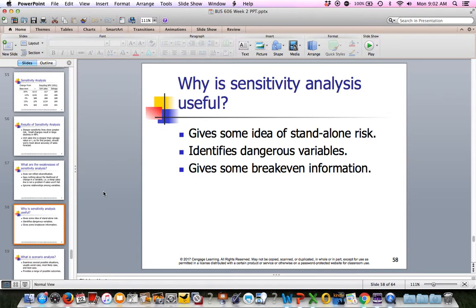But it gives us some idea of standalone risk, identifies what the dangerous variables are, and also helps figure out what the break even is. So as long as I'm breaking even, I'll be okay. That's usually what you think.